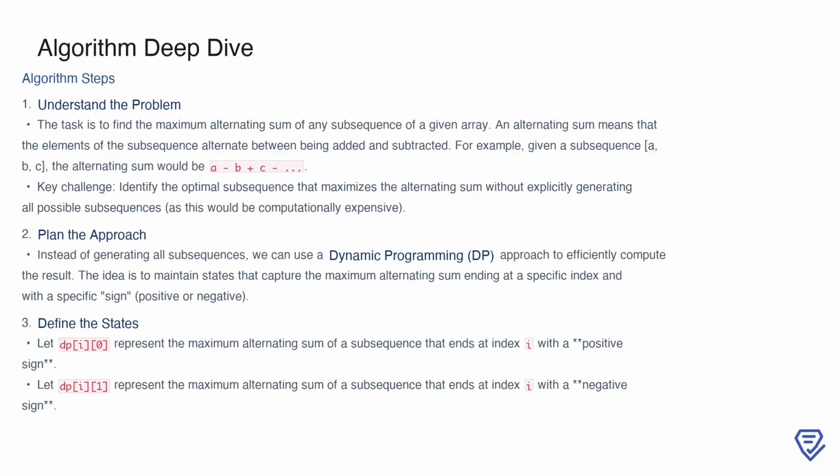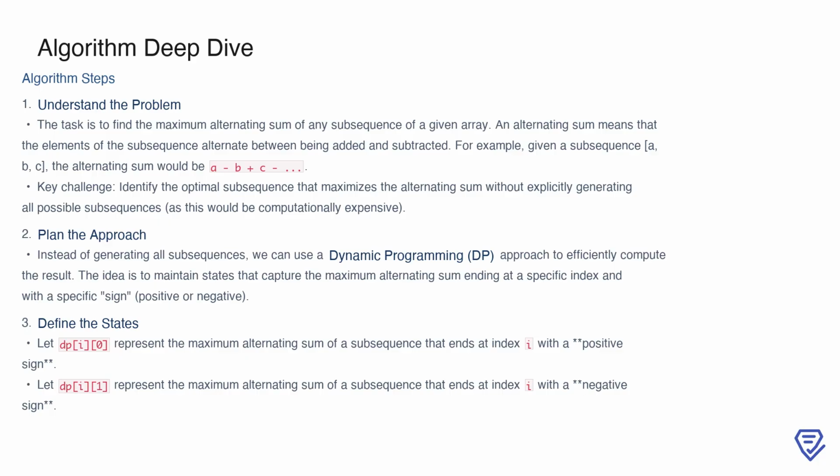The key challenge here is to determine the optimal subsequence that maximizes this alternating sum, but without explicitly generating all possible subsequences. Generating all subsequences would be computationally expensive due to the exponential number of possibilities. Instead, we can plan an efficient approach using dynamic programming.